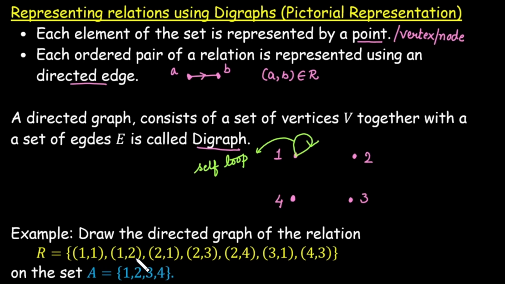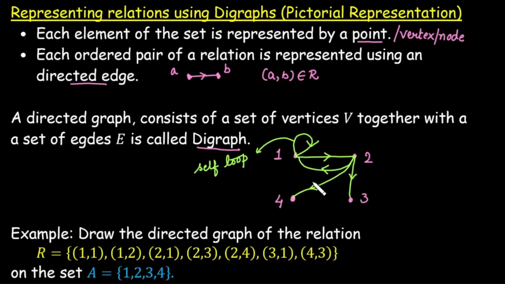Next we have 1 is related with 2, which means we put an edge that starts from 1 and ends at 2. 2 is related with 1, so put an edge that starts from 2 and ends at 1. Put the direction on that one. 2 is related with 3, so take an edge that starts from 2 and ends at 3. Then 2 is related with 4, so take an edge that starts from 2 and ends at 4.